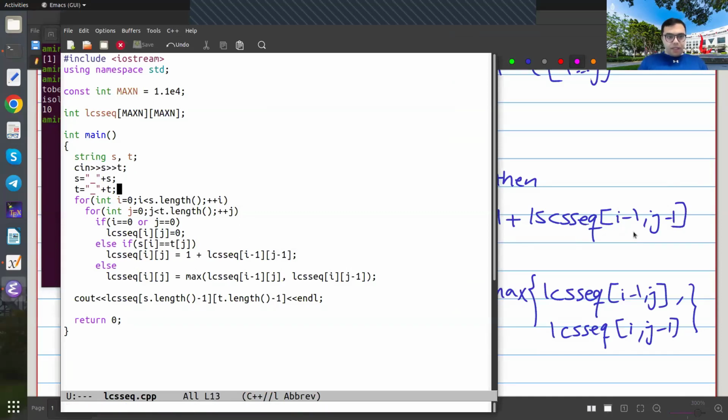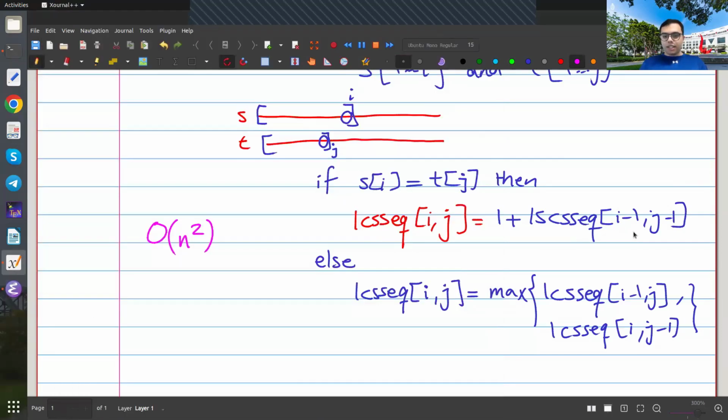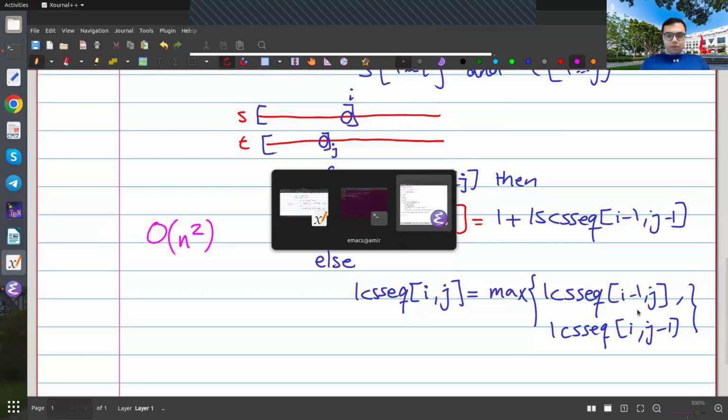So I can just trace my steps back, and basically every time I look at this LCS_sec of ij and I ask, how did I compute this? So it was either 1 plus LCS_sec of i minus 1, j minus 1, in which case I know that the character at index i of S and the character at index j of T are going to be in my solution. Or it's one of these two cases, in which case I know where to go to find my solution. Okay, so I'm just going to trace my steps back, and that's going to give me my solution.